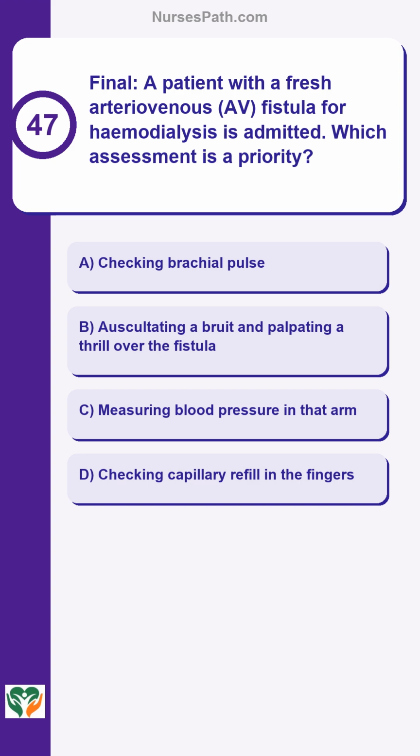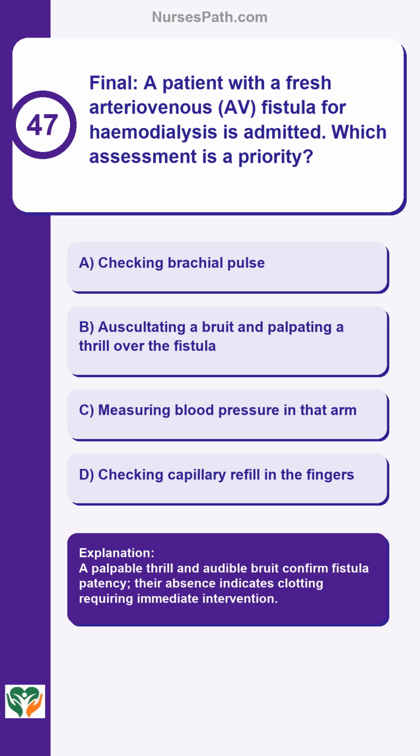Question 47. Final. A patient with a fresh arteriovenous (AV) fistula for hemodialysis is admitted. Which assessment is a priority? Checking brachial pulse. Auscultating a bruit and palpating a thrill over the fistula. Measuring blood pressure in that arm. Checking capillary refill in the fingers. A palpable thrill and audible bruit confirm fistula patency. Their absence indicates clotting requiring immediate intervention.